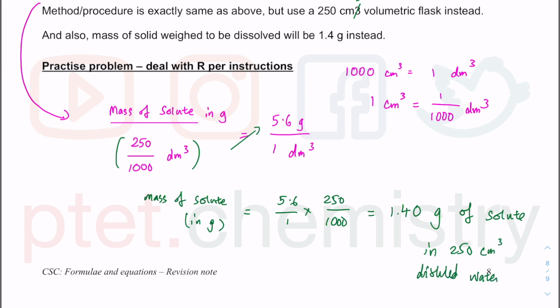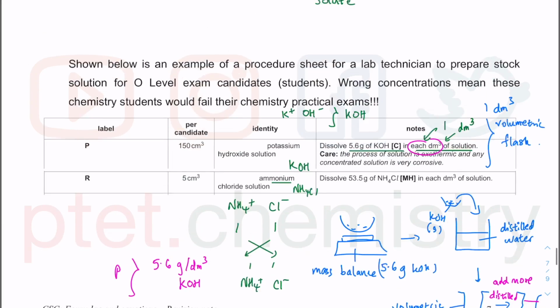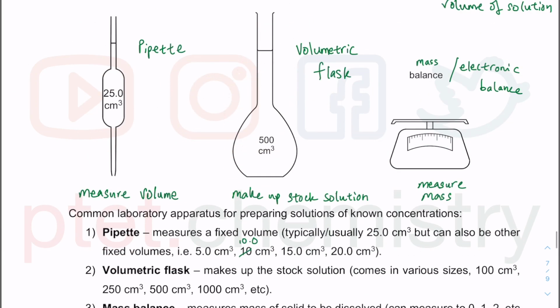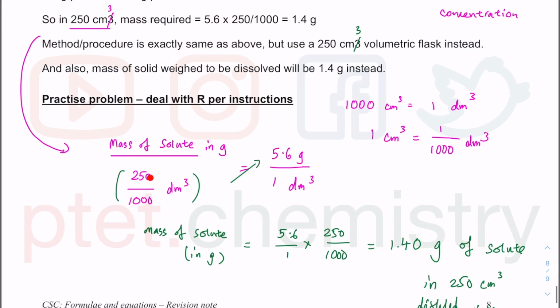So, you know, if you don't have a 1 liter or 1000 cm cube volumetric flask, this thing here is what you need to prepare the solutions. This is 500 cm cube. So you could also practice using 500 cm cube. Of course, then you'll get 500 over 1000.